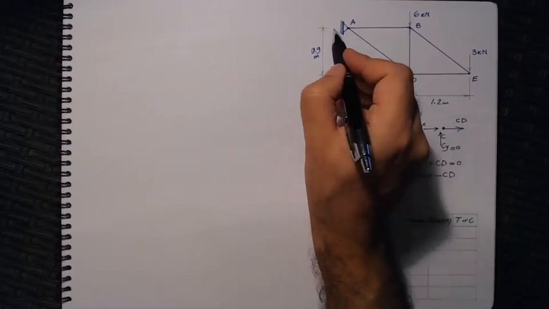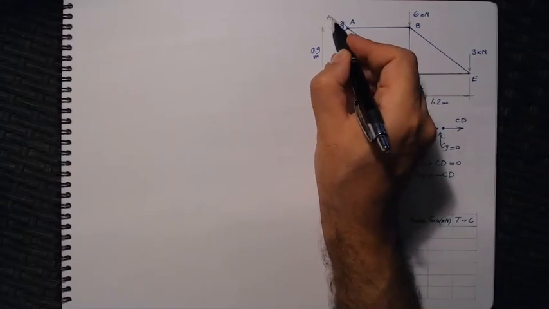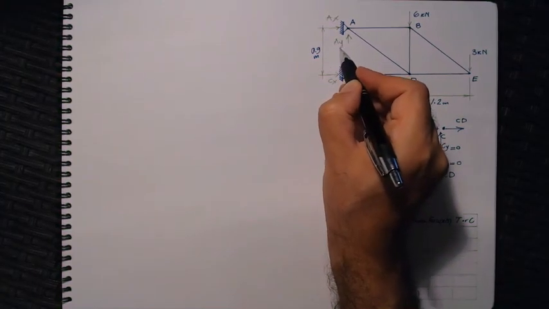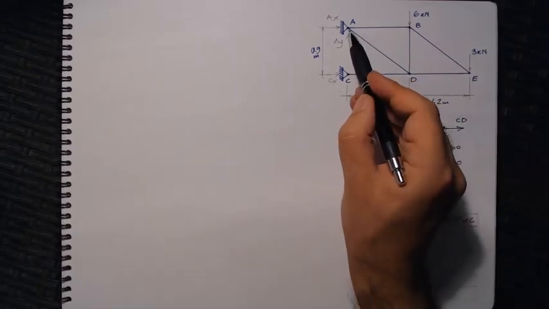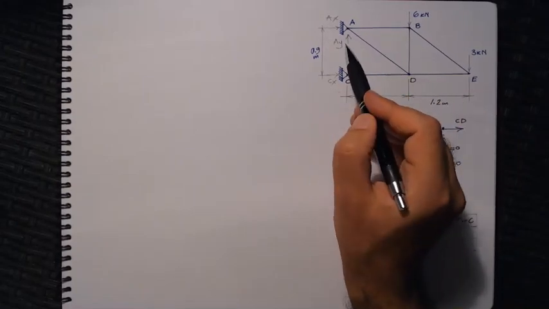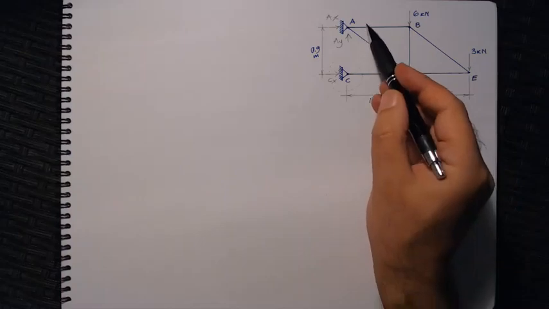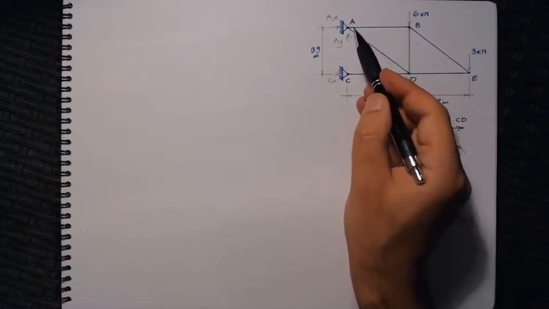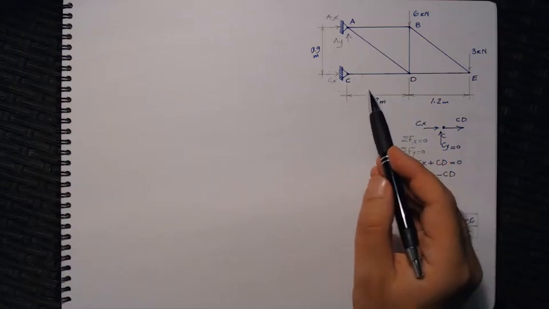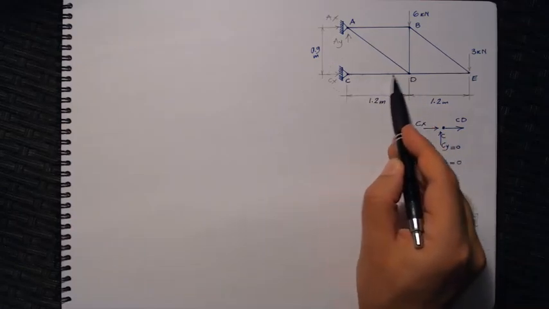This is the regular pin support. It will have two reactions, so I will give it an AX in this direction, and I will put AY in this direction. So a quick question: why did this joint, which has a pin support, get two reactions, AX and AY, and this one got only CX? The answer is there are two members connected to the pin here, therefore it's a normal hinge support or a normal pin support. The easy part here is there is just one link.